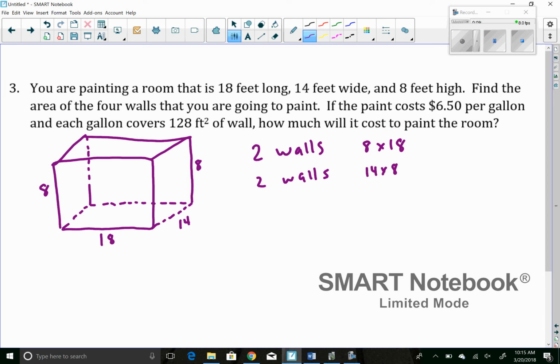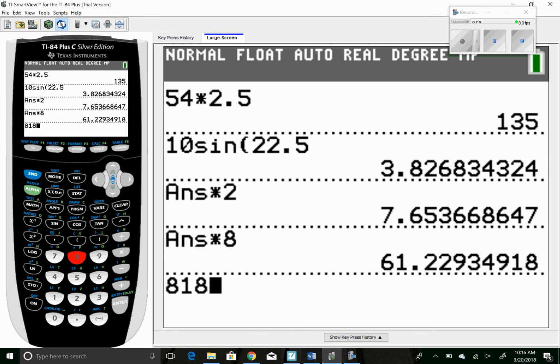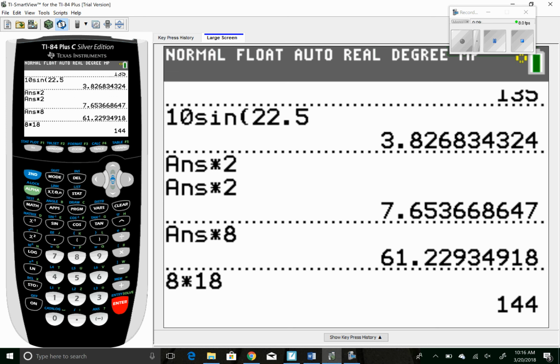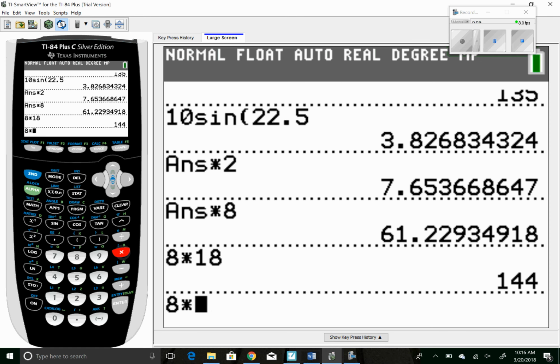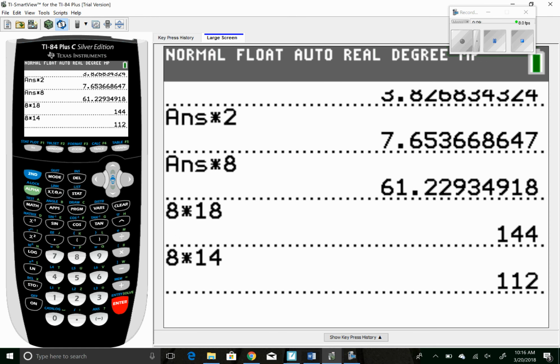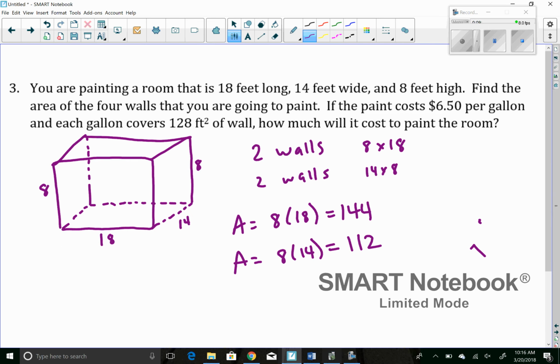Since they're rectangles, the area formula for a rectangle is length times width. So the area of one of the walls is 8 times 18. So if we go to our calculator and go 8 times 18, whoops, forgot the times button. I know one wall is 144. But remember, there's 2 of those. The other area is going to become 8 times 14. So if we do 8 times 14, the other wall is 112. And remember, there are 2 of them.